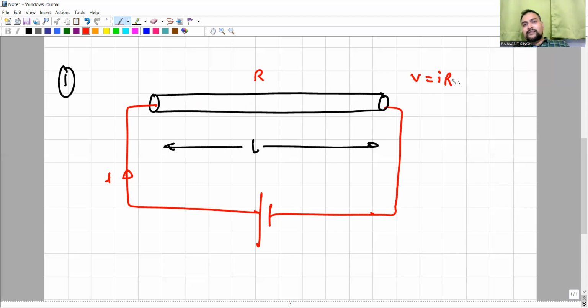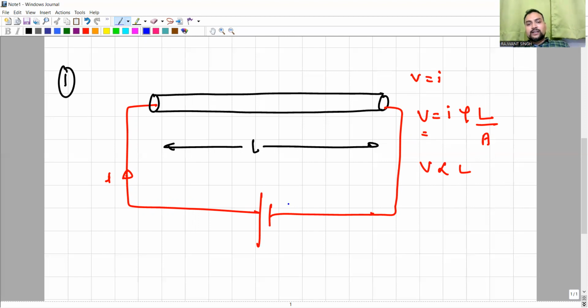Now R can be written as rho L by A. So V is equal to I into rho L over A. I hope you remember what rho, L and A are: resistivity, length and area. That means you see the potential drop is proportional to length. Potential drop is proportional to length. Now, what does that mean?